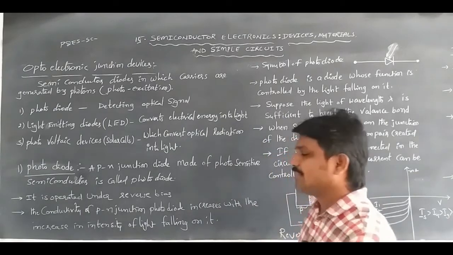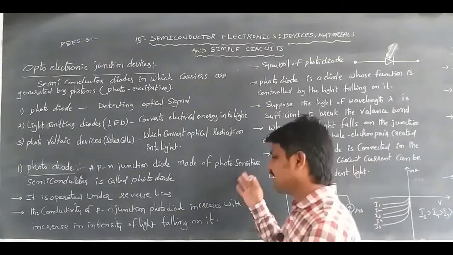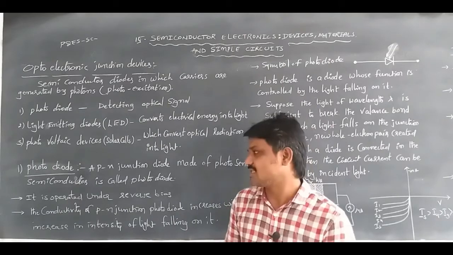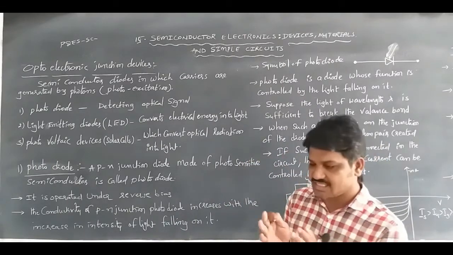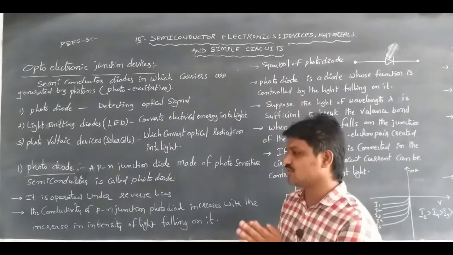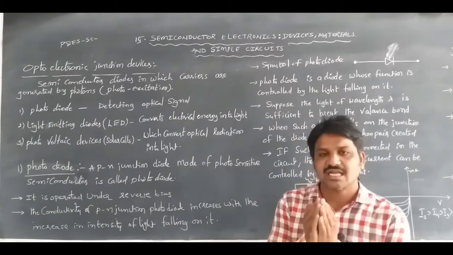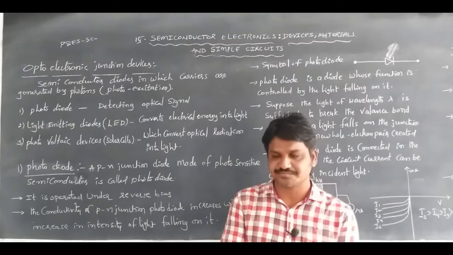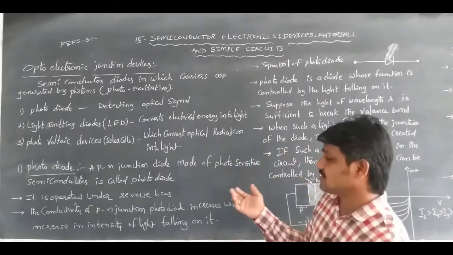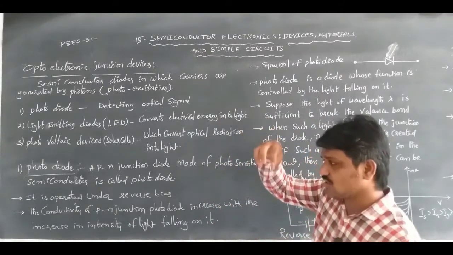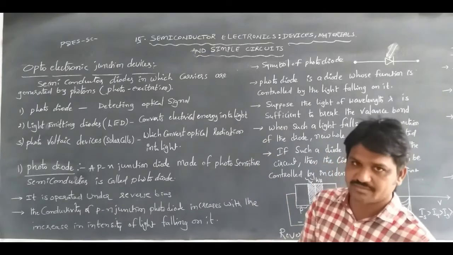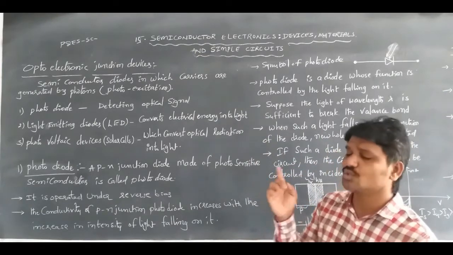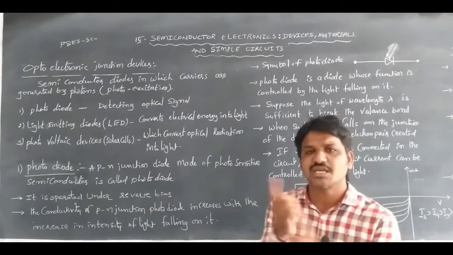A photodiode is a p-n junction diode made with photosensitive semiconductor materials. Whenever light is incident on it, it is operated in reverse bias. The light incident on the material is absorbed, and due to that, conduction is possible in the p-n junction diode.